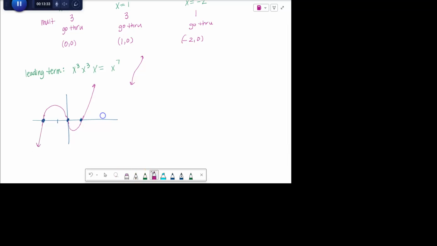Again, our purpose is just to get a rough sketch of what the graph looks like. And what we care about as we move forward into other applications is where the graph is above the x-axis versus where it's below the x-axis. And these multiplicities can really help us determine when the graph just bounces off the x-axis or goes through.